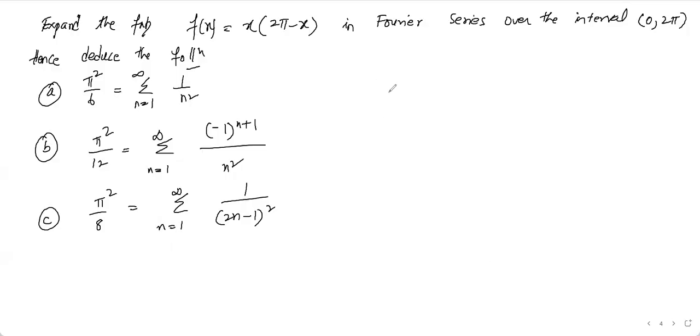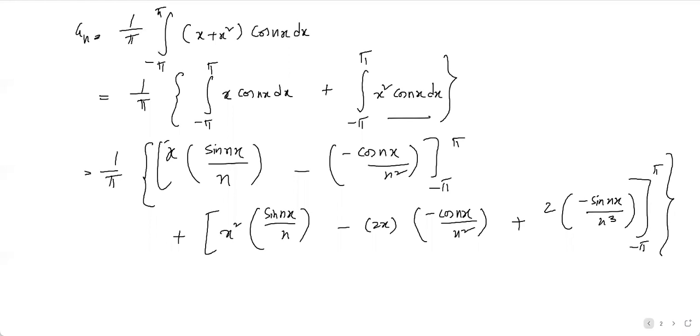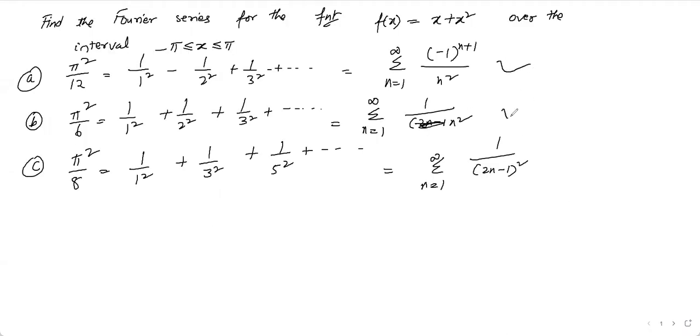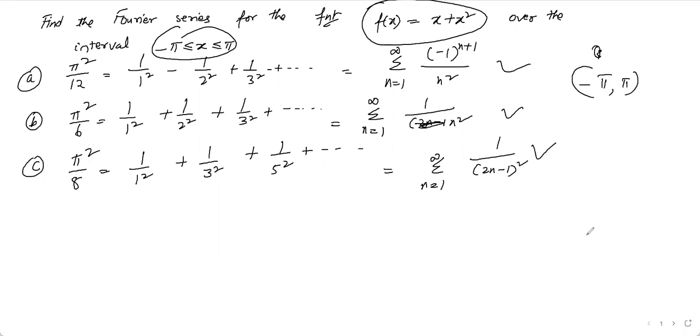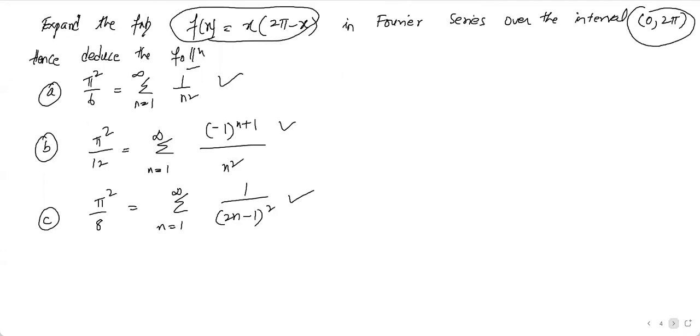Now let us expand the function, which is f of x is x multiplied 2 pi minus x. Okay. Now this is over the interval 0 to 2 pi. This is the function now. And again, getting the same result which we have seen in the previous problem. Okay. These results. And the function was this here, and this was over the interval minus pi to pi. Okay. Let us solve this.